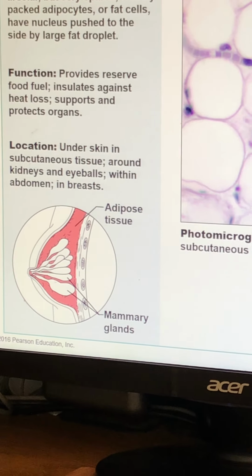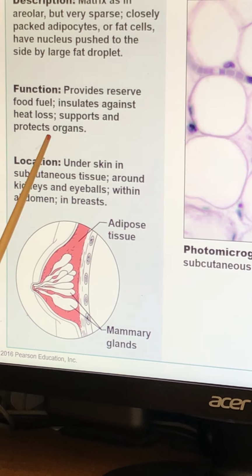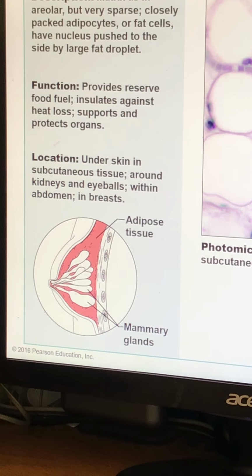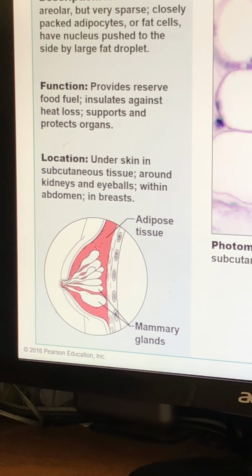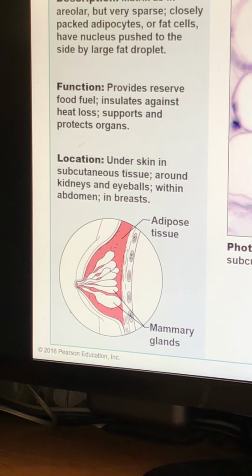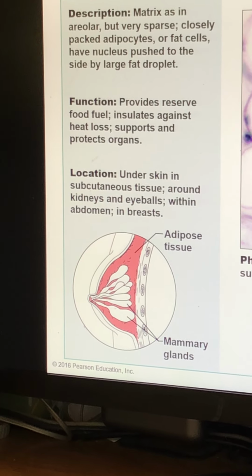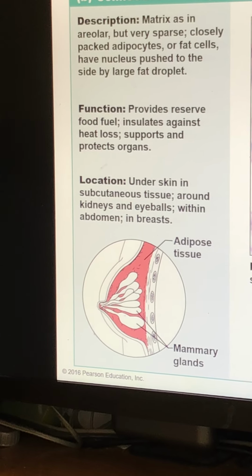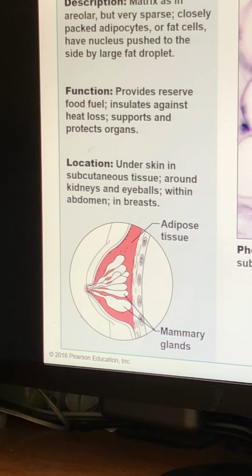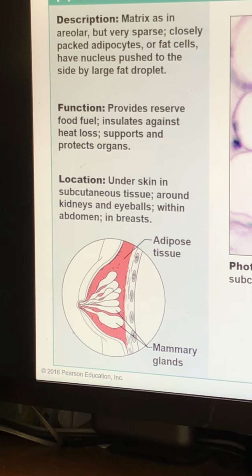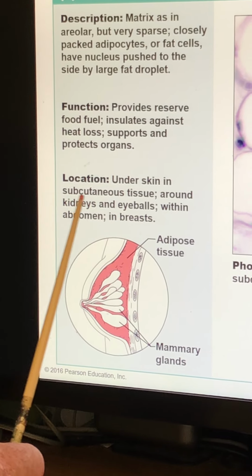In addition to that, it's going to support and protect organs. Most of you probably know that you're going to have fat around your kidneys. That is perfectly normal in case you have someone punch you in the kidney. So the functions are to provide a reserve food fuel, insulate against heat loss, and support and protect organs. So where are you going to find them? As I mentioned before, it's going to be underneath your skin.